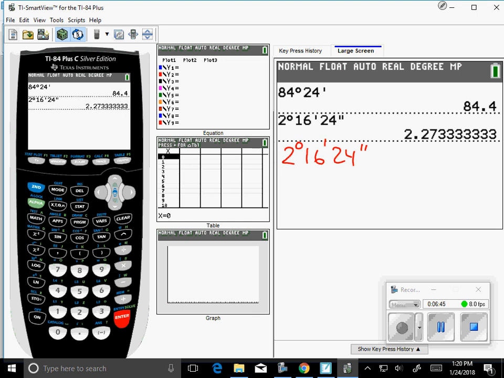Conversions for that should be relatively straightforward. If you're like, I don't know what to press, that's so many buttons that I have to press, I just want to do it the manual way. I don't know what to do, so just tell me how to, okay. Fine. Take 2, add it to 16 over 60, and add that to 24 over 3600. You'll get the same thing, okay? Whichever way you want to do it. Manual labor or calculator. It's up to you. Okay. All right. Well, let's keep going.